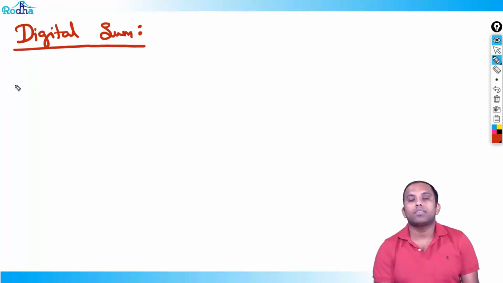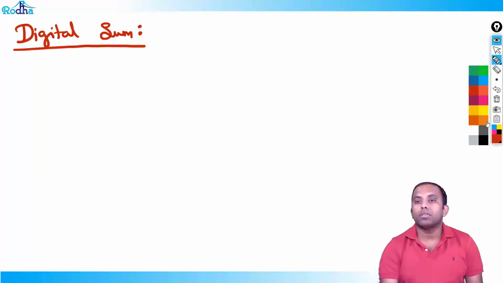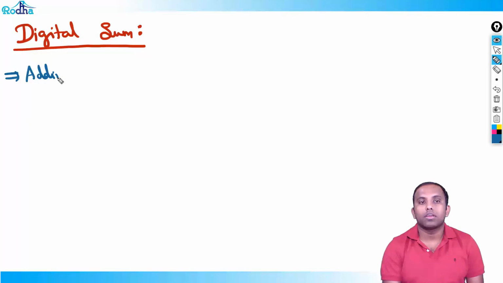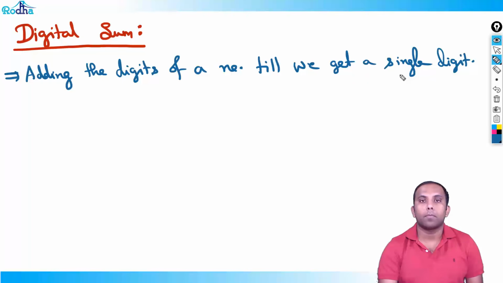Okay, digital sum. Now what is digital sum? We discussed this concept in the basics also. Digital sum is basically adding the digits of a number till we get a single digit.